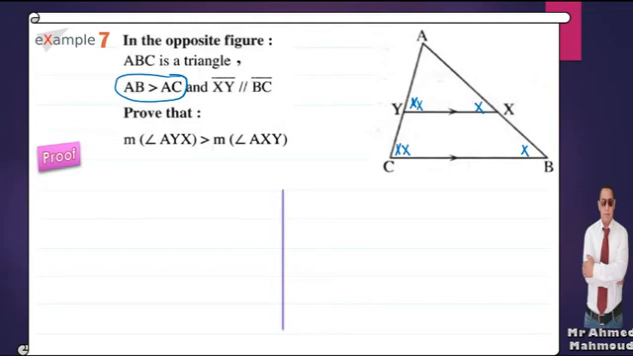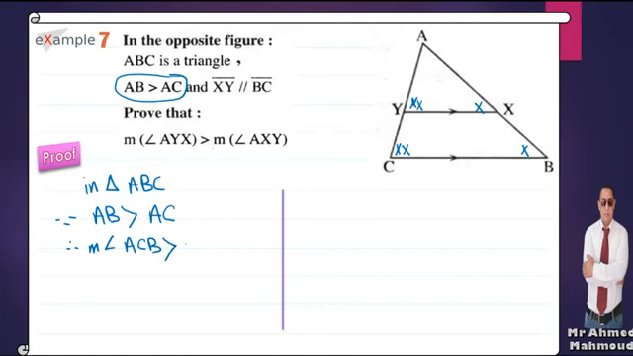Okay, let's prove this one. First, in triangle ABC, since AB is greater than AC, therefore the measure of angle ACB is greater than the measure of angle ABC. Okay, this is number one.